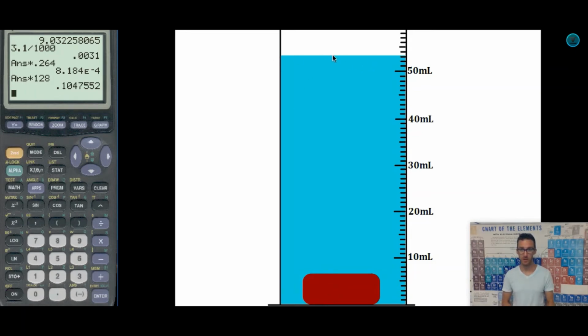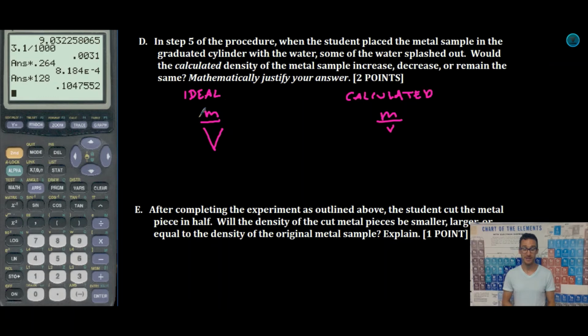If some of this water splashes out, so now there's less total final volume of water, we're going to calculate the volume of our metal sample to be less than what it is. So think about the formula for density and how that change in volume will affect the value of our density. Ideally, if no water had been splashed out, our volume would have been calculated correctly. However, because some of that water splashed out, our calculated volume is going to be much smaller than what it should be. Again, the mass values will remain the same.